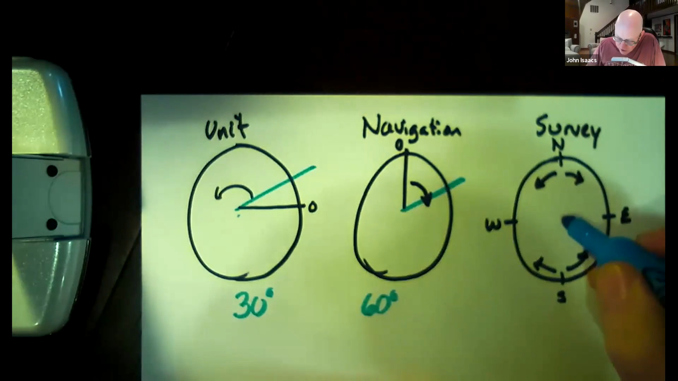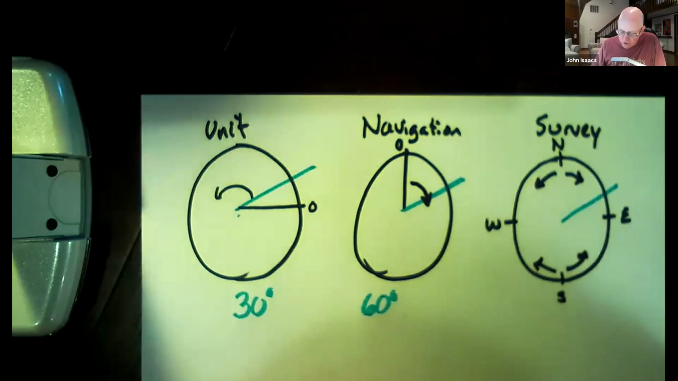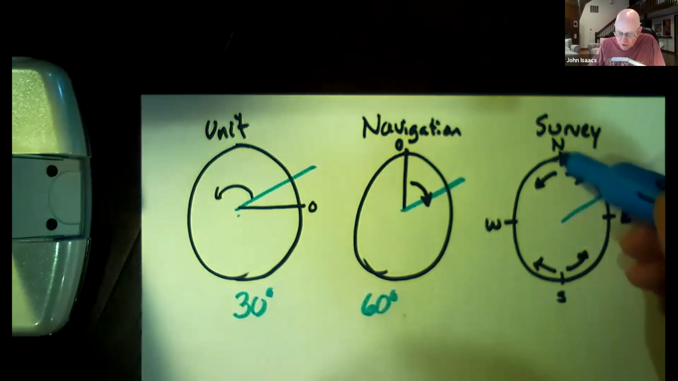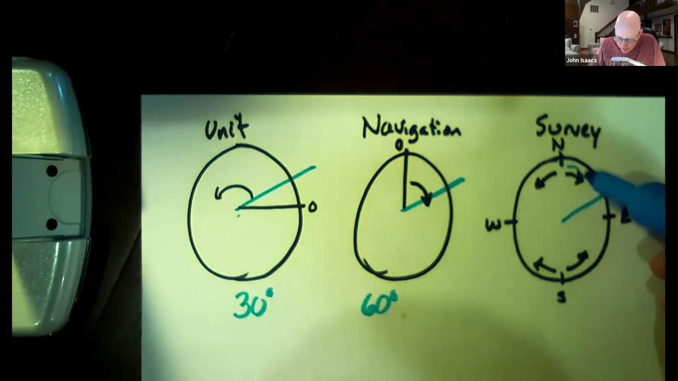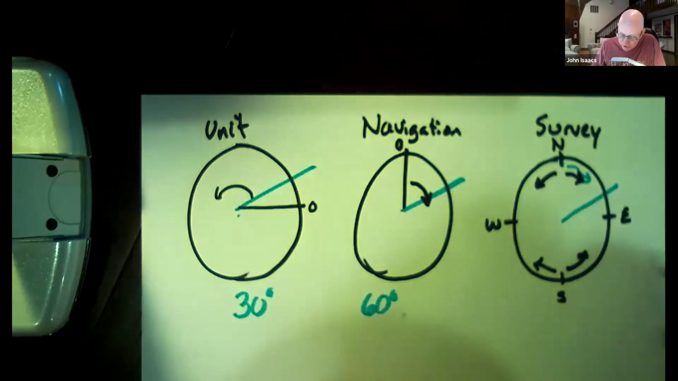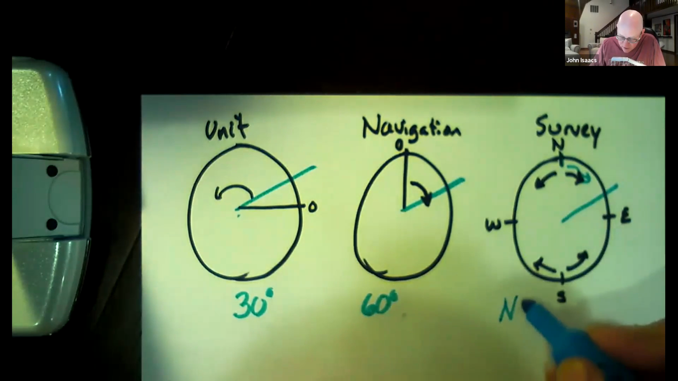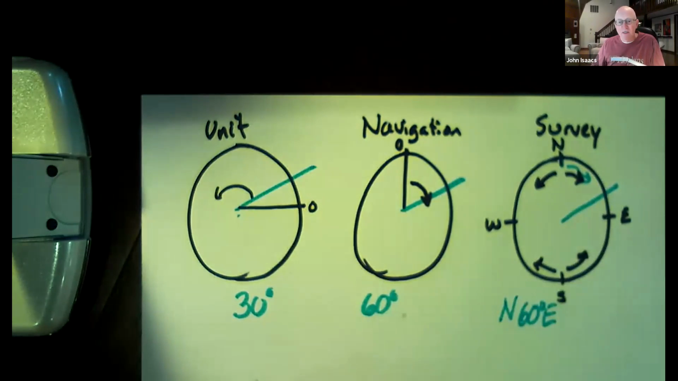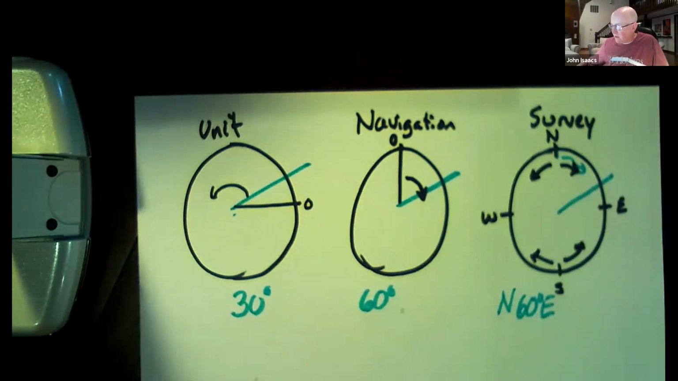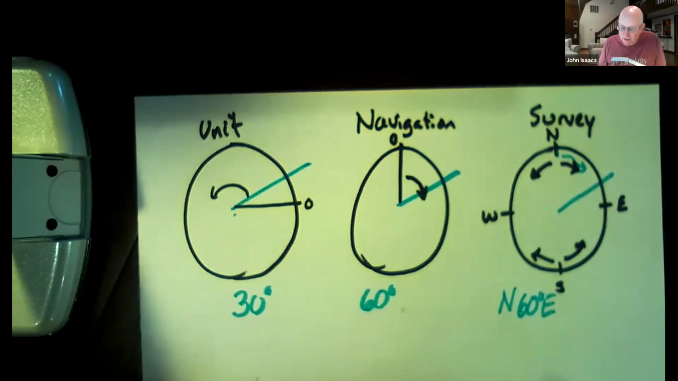The same location here on the survey circle, we would start with north and we would go this direction towards where the line is, and we would have to travel 60 degrees to get there. So this would be north 60 east. North 60 degrees east is the way we would write that in the survey circle. Okay, let's try another example. You'll get this after a couple of quick examples.